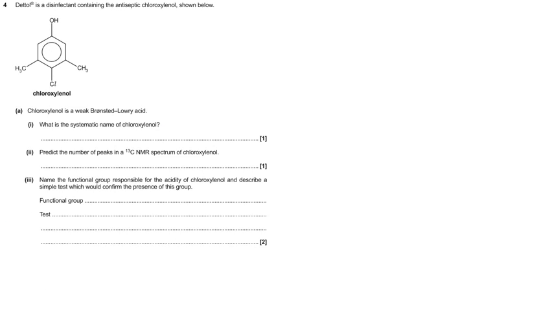Here we've got some Dettol, and as we know, that's a disinfectant because it contains the antiseptic chloroxylenol, and we've got a little diagram of chloroxylenol there, and it tells us that it's a weak Bronsted-Lowry acid. Remember, Bronsted-Lowry definitions being about donating or accepting protons. So, first question, part 1, is the systematic name of chloroxylenol.